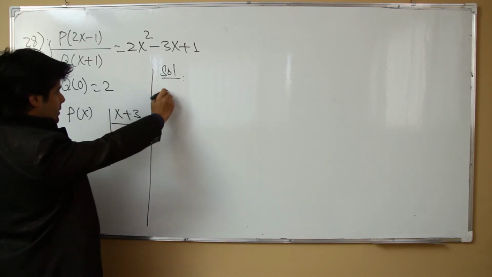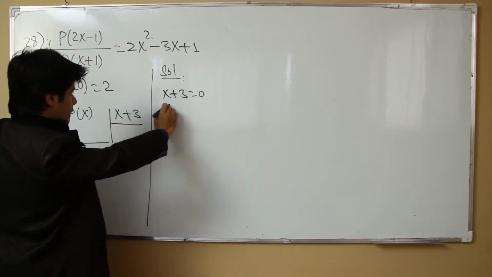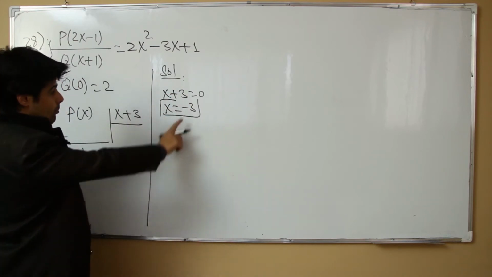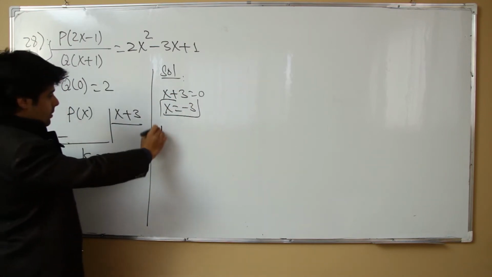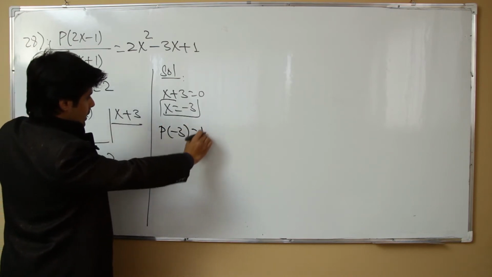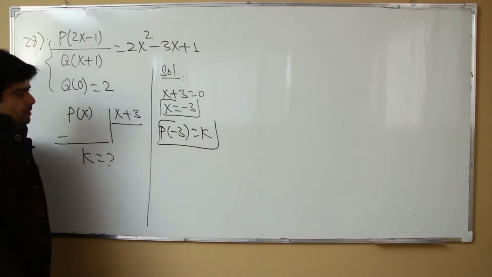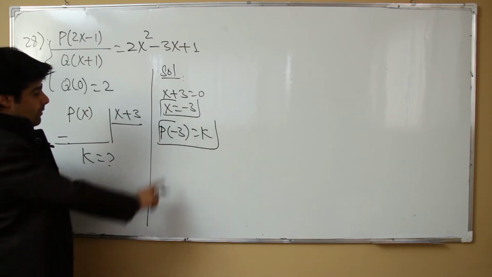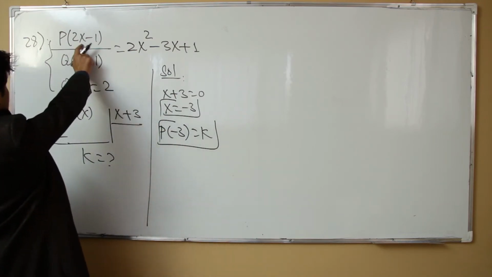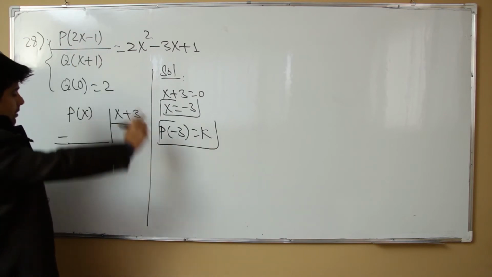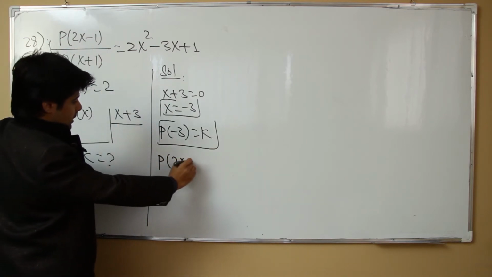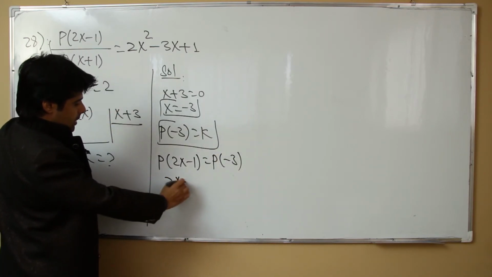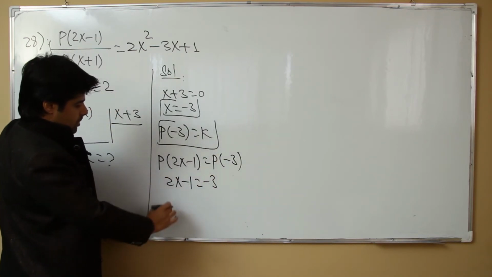Put this divisor to 0. It's x plus 3, so x equals minus 3. Put minus 3 in the dividend, P(minus 3). This is k, and this is the one we want to search for. Now you have to find P(minus 3). In here we have P(2x minus 1), so 2x minus 1 must be equal to minus 3.